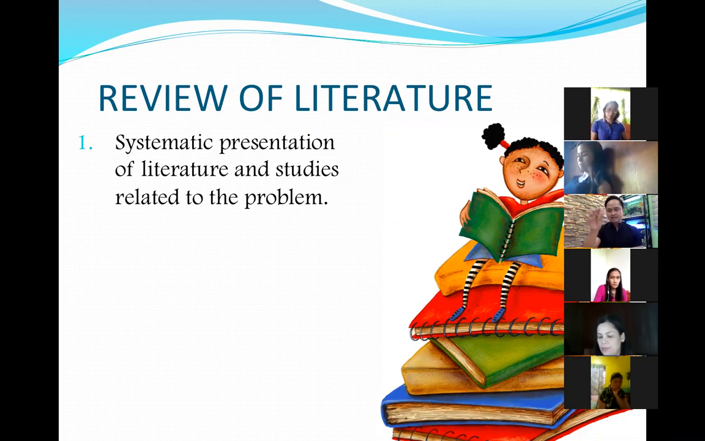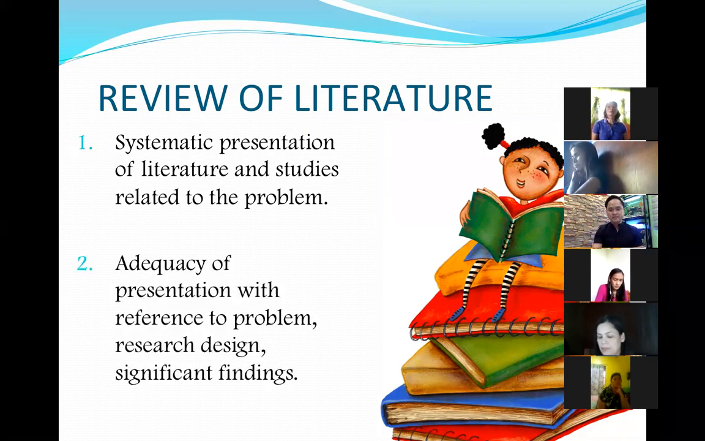So meron kang heading, blended learning approach, and then under that, anything all about literature that are related to blended learning. And then after that, academic achievement. So you write anything about academic achievement. Nakuha niyo po ba yun? There should be an adequacy of presentation with reference to the problem, research design, and significant findings of the previous studies. Kaya isa-summarize ninyo yung nabasa ninyong literature dito sa review of literature.